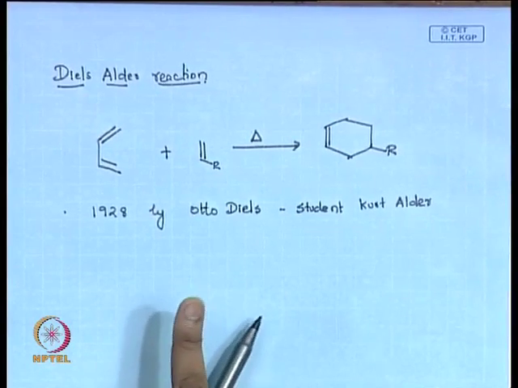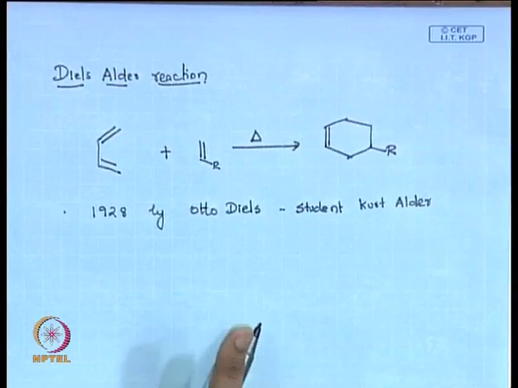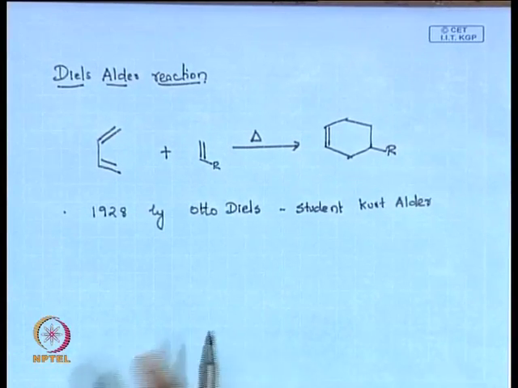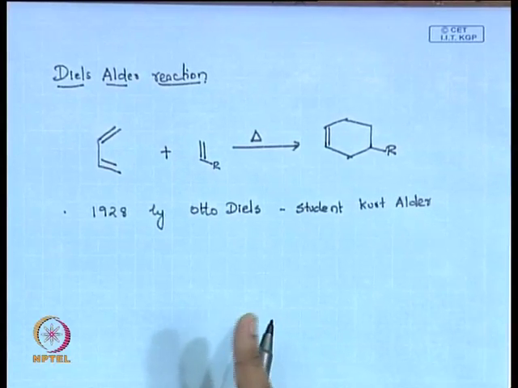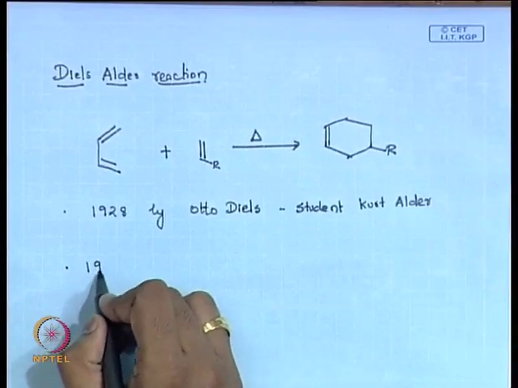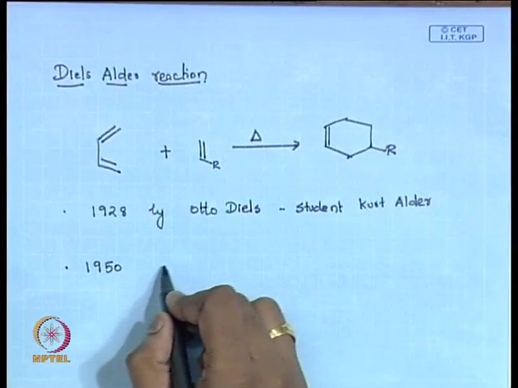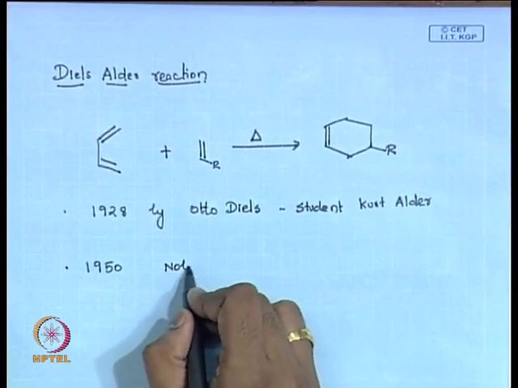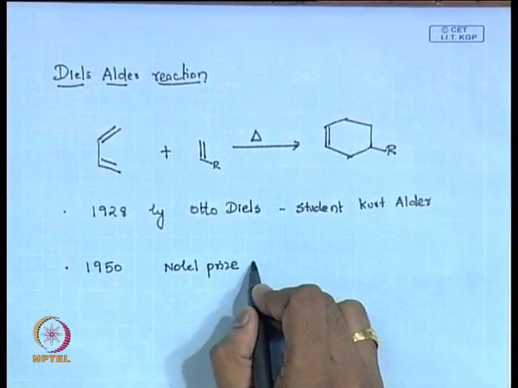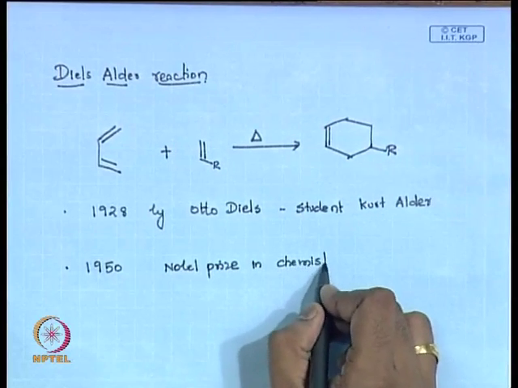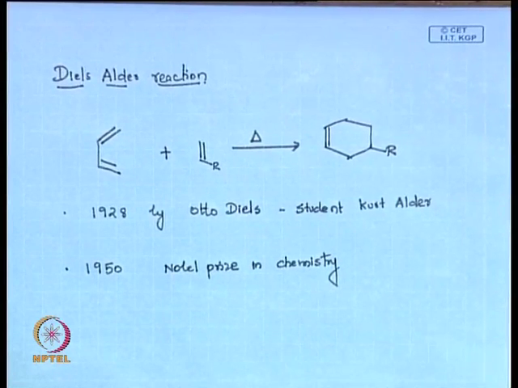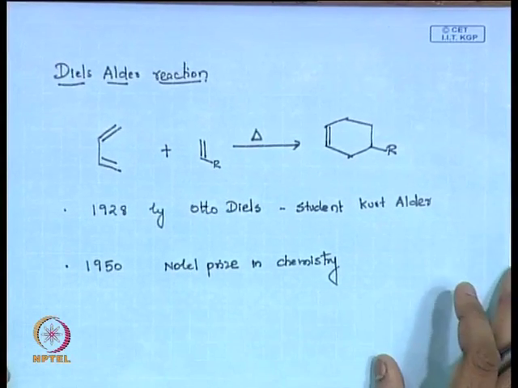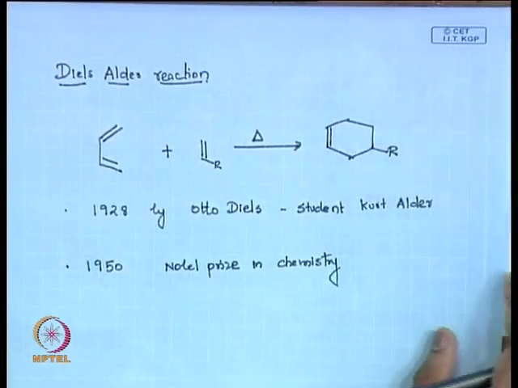I think this is the first reaction which is named by the chemist, like Diels-Alder, because most of the reactions at that time were named based on the chemistry, not based on the chemist. I think this is the first reaction named after chemists. And I think in the year 1950 they were given the Nobel Prize in chemistry. So Diels and his student Alder shared the Nobel Prize in chemistry for this discovery.